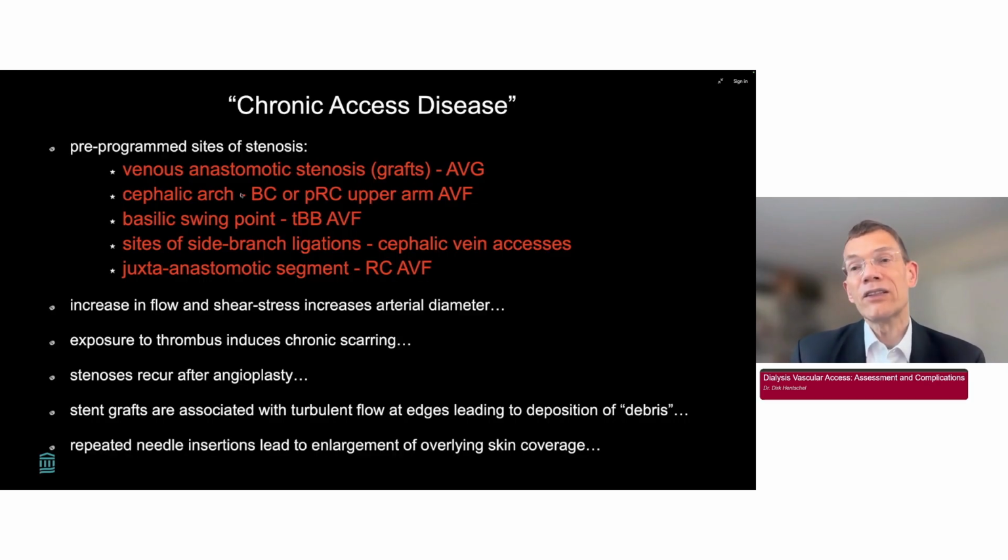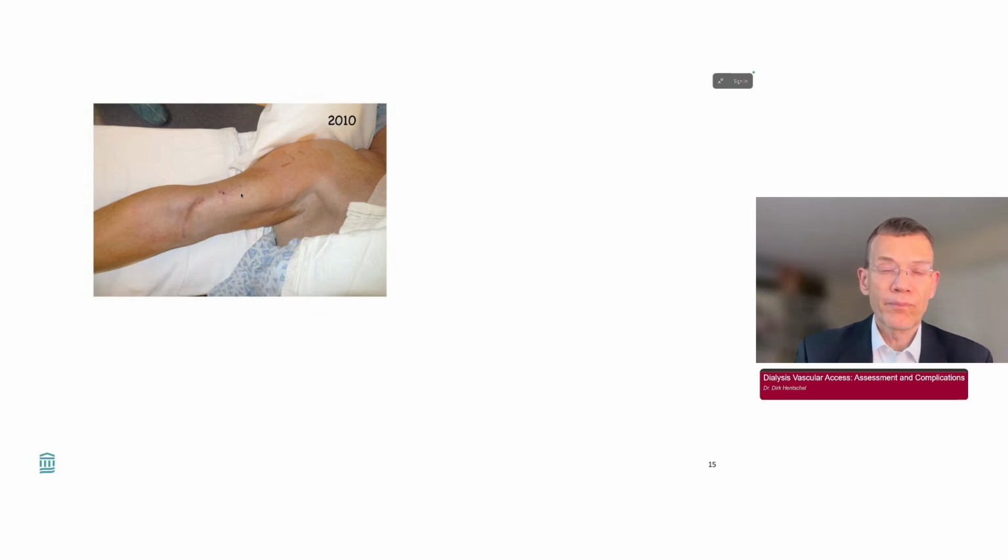And then there is needle insertion that can have an effect through focal thinning of the entry site, as well as repeated vessel wall injury at the needle tip site. So there are lots of things that cause chronic access disease. And there's really no access that is completely stable over years and years and years.